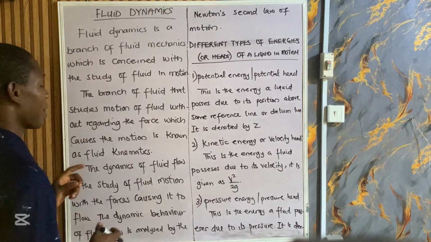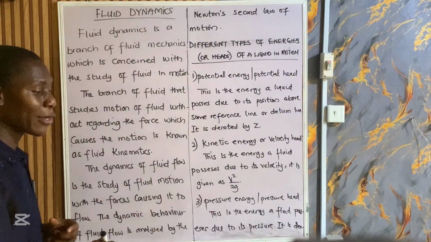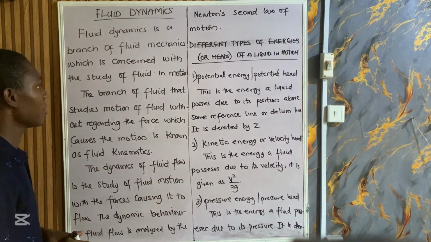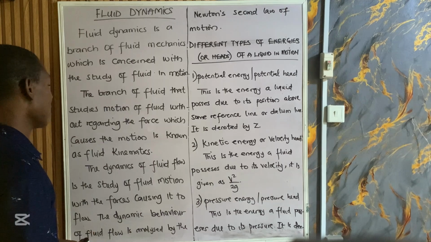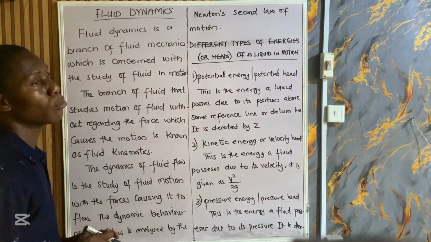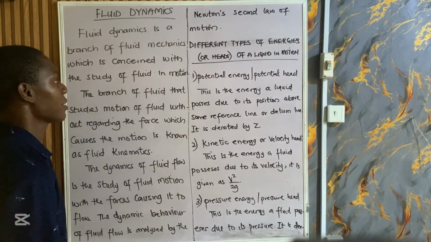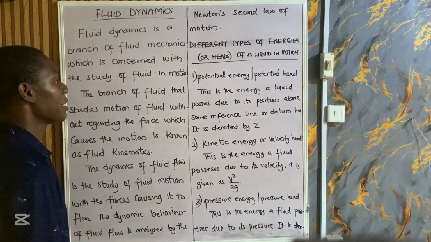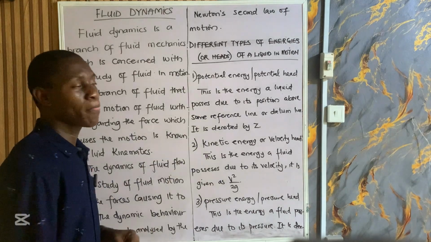So under fluid dynamics, we are considering the motion of fluid and the force that causes that fluid to actually flow. Now, fluid dynamics actually is analyzed using Newton's second law of motion. First, let's look at the different types of energies. We can call them head of a liquid in motion. The first energy we are considering is potential energy, or you say potential head.